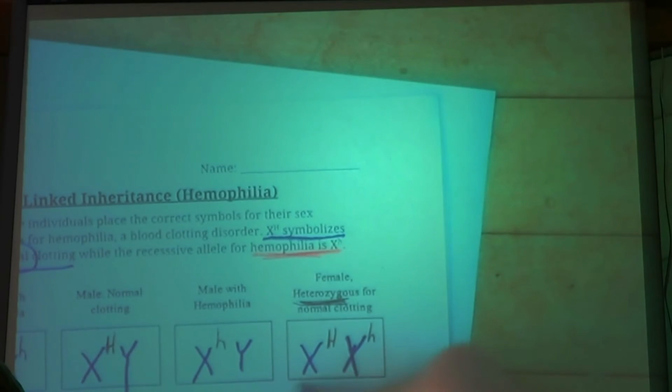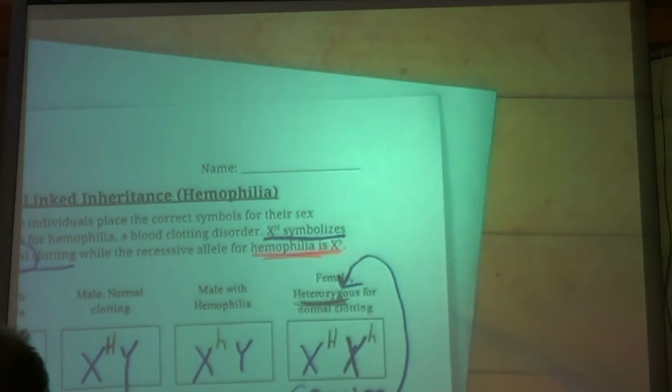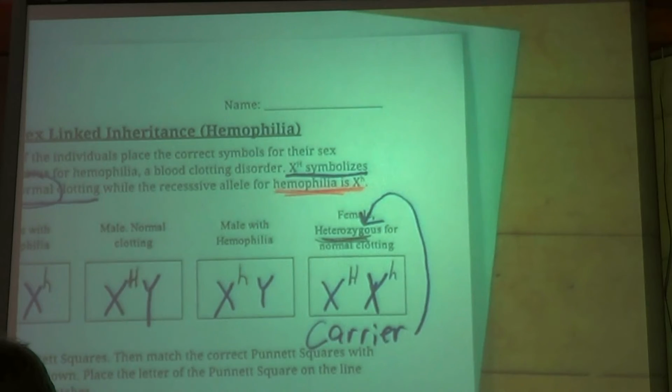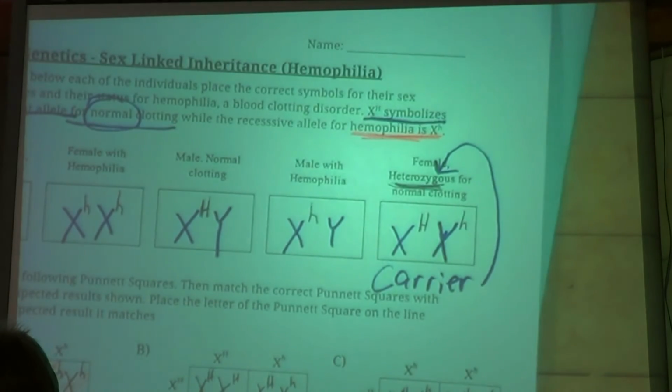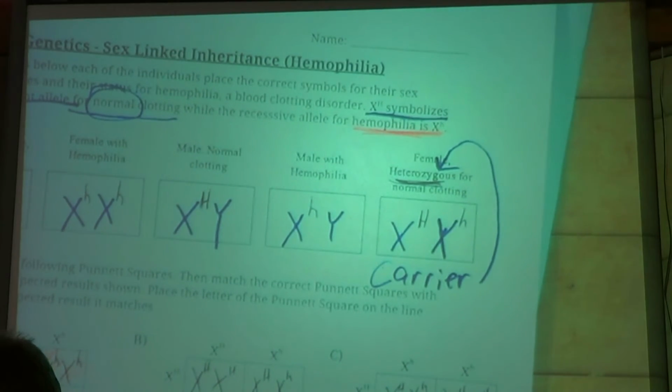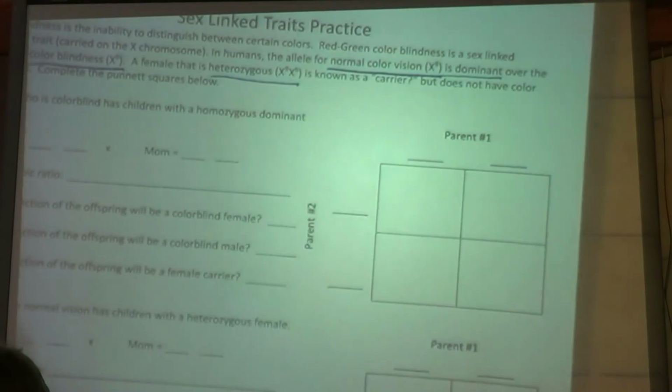This female who is heterozygous is also a carrier. A carrier is the same as heterozygous. Heterozygous is a carrier, it's just another way to say that. They carry the trait, but they don't have the trait in question. And then it talks about a carrier right here.